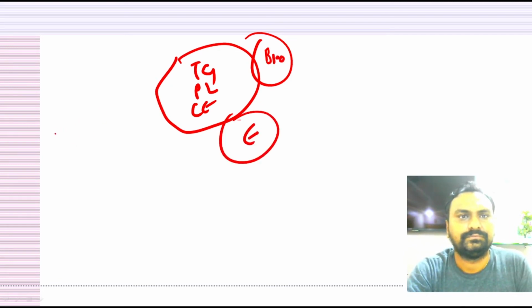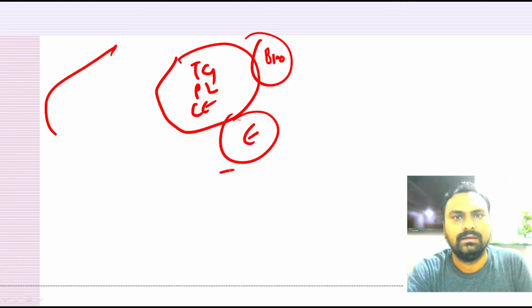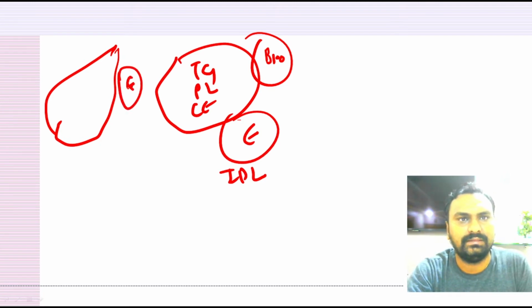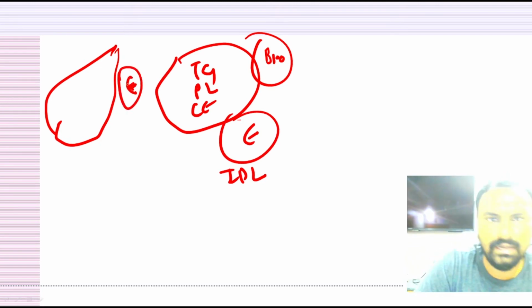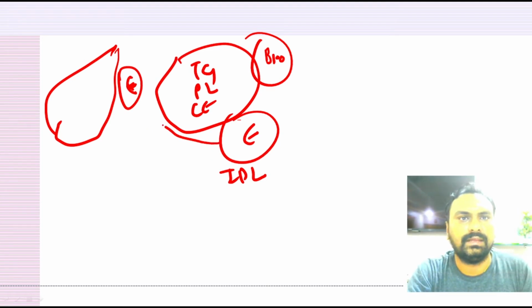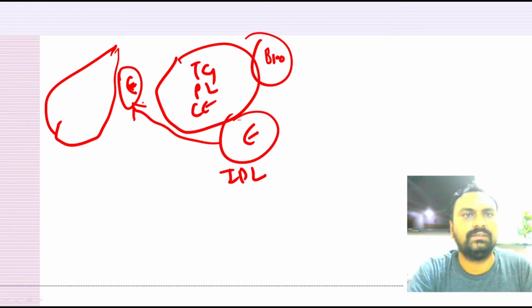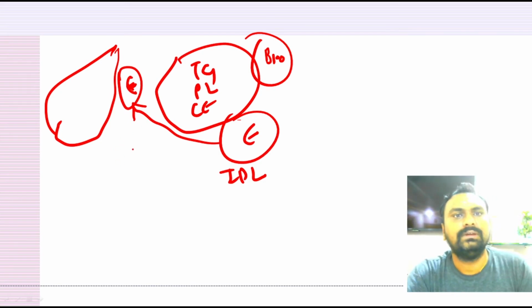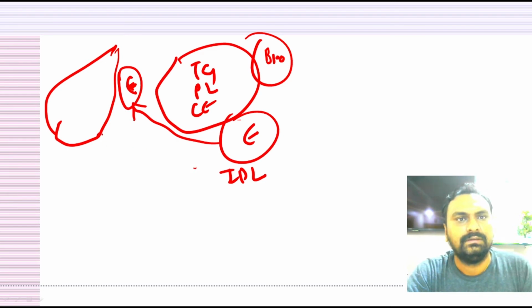Now this IDL will go to the liver. In the liver, there is an ApoE receptor. So the IDL has two fates. One, it is taken up by the ApoE receptor on the liver and endocytosed. About 50% of the IDL will be endocytosed and 50% are acted on by the hepatic lipase enzyme.